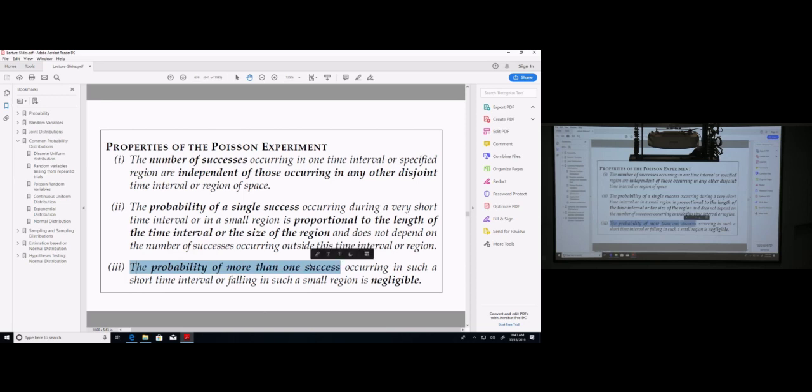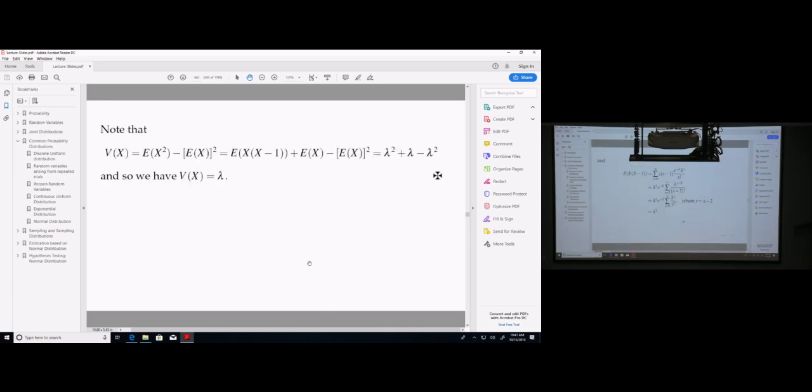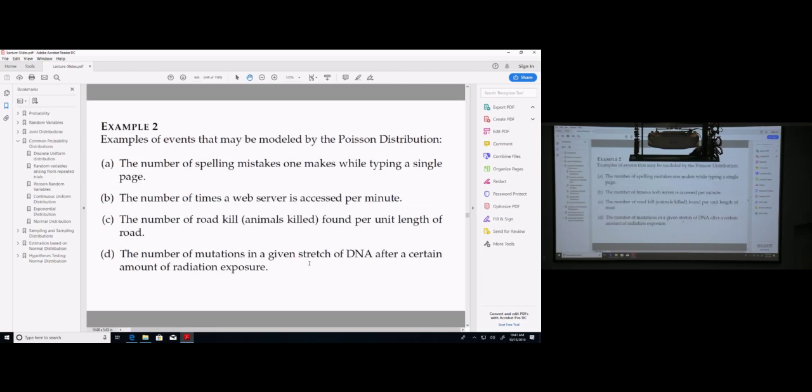Part 3. The probability of more than one success is negligible. So multiple occurrences of certain things within a very short time interval or a very small region is negligible. The number of animals killed found per unit length of road: if you make it really, really short in length, it is either 1 kill or no kill.